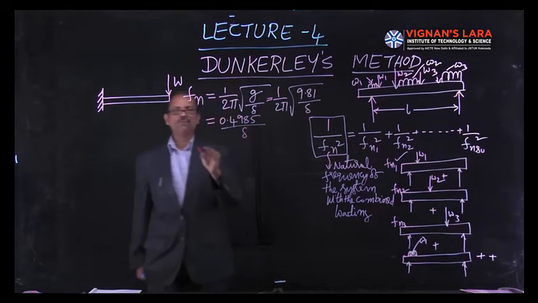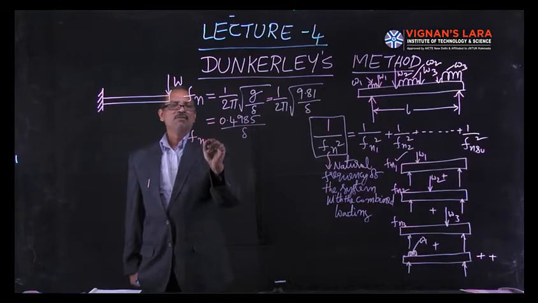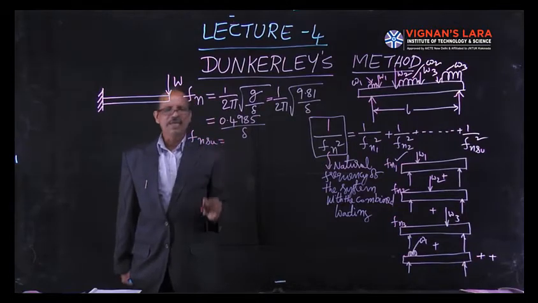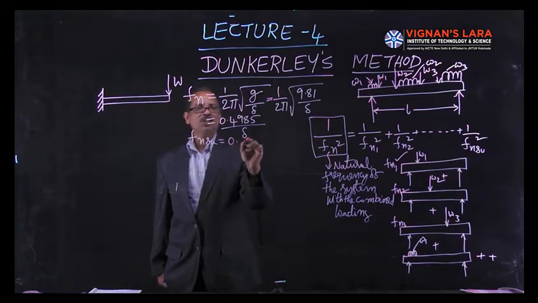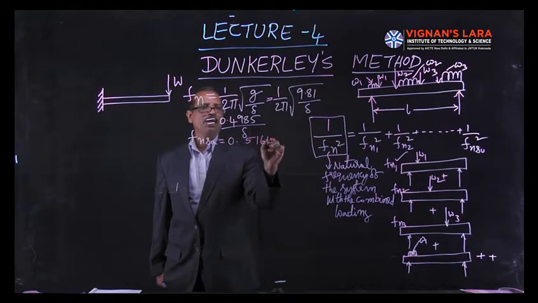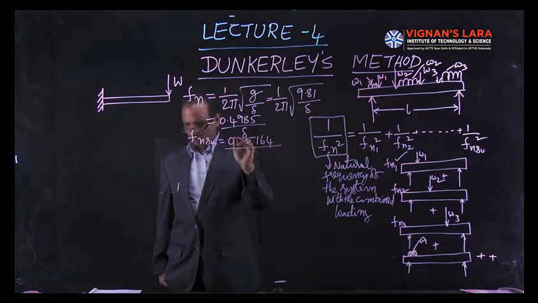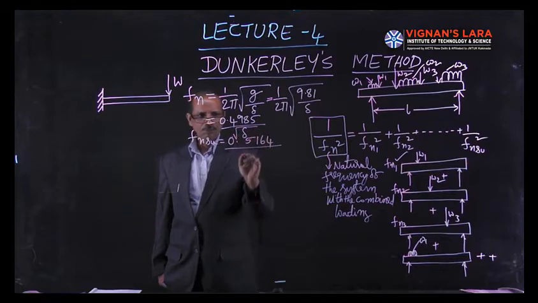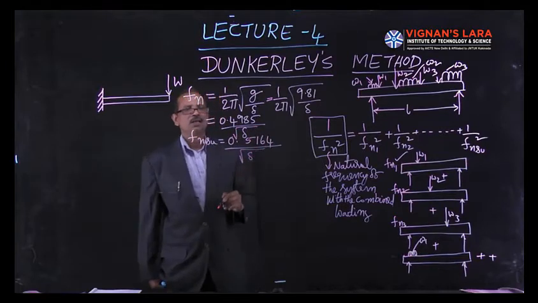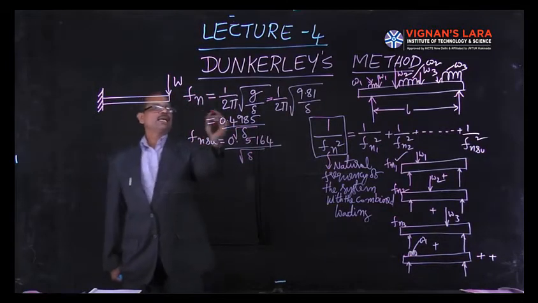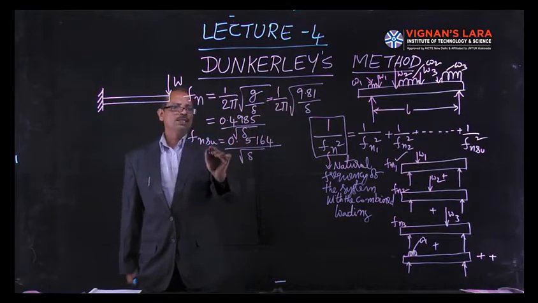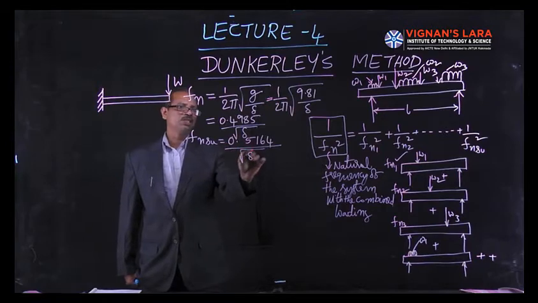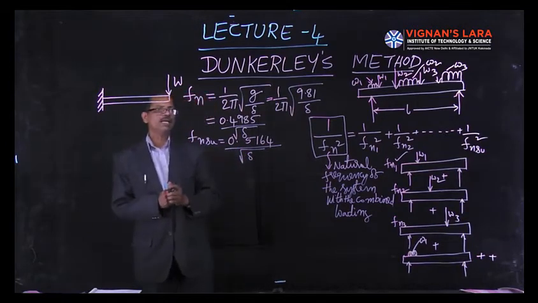And what about the natural frequency when it is subjected to UDL? Then this equation is going to be a different equation, which is nothing but 0.5164 by root delta. So this is the natural frequency of a system with point loads, and this is the natural frequency of the system with UDLs.